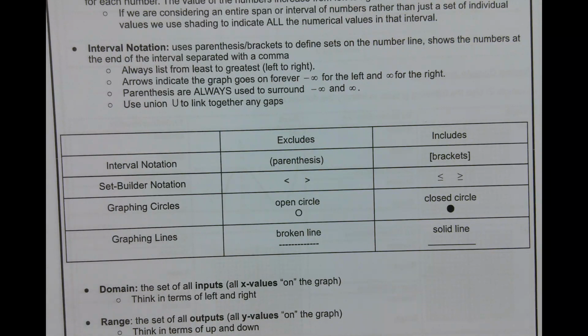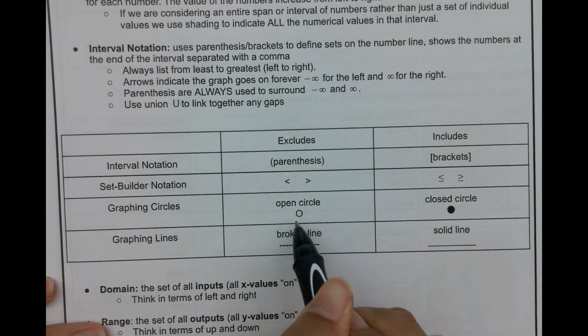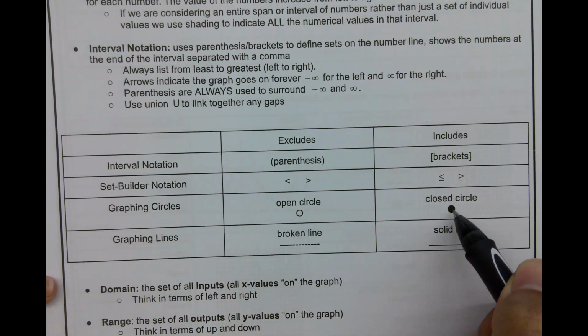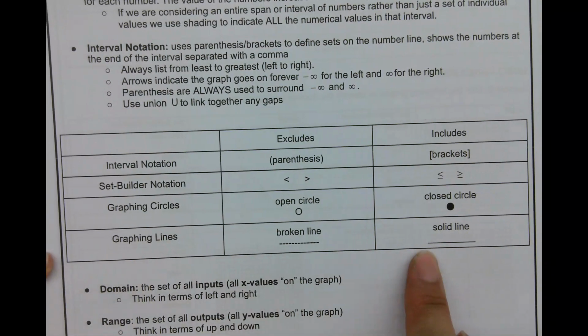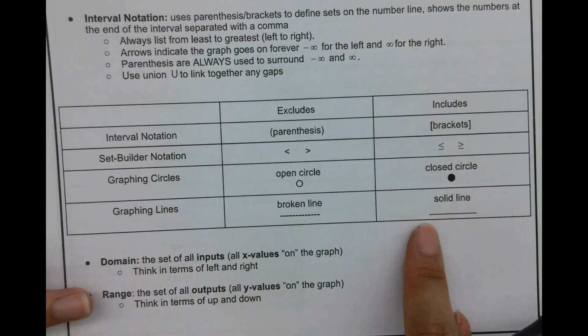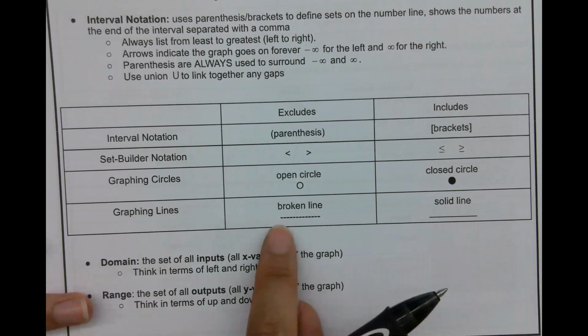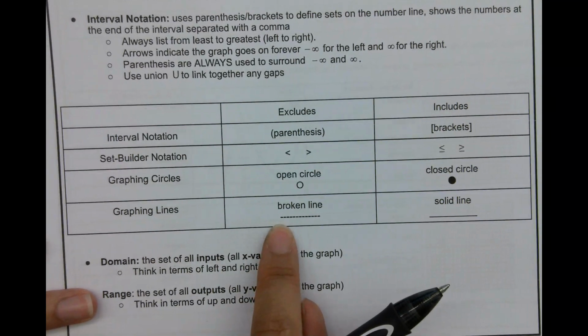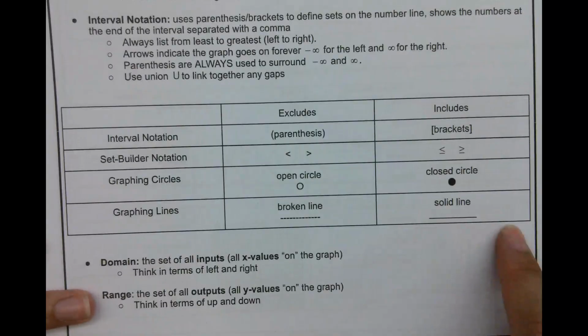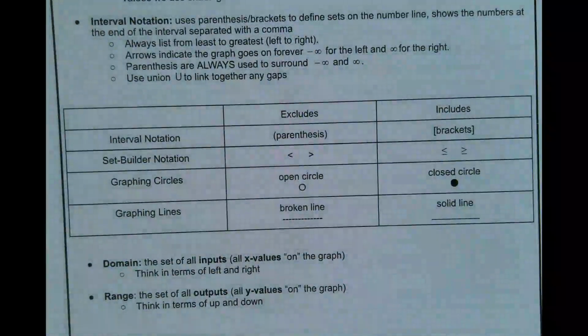When we're graphing, if we don't want to include that number, we use an open circle, which looks like this. If we do want to include that number, we use a closed circle. Okay, and this is later on when we're graphing lines, specifically graphing inequalities. We use a broken line or a dotted line if we don't want to include it, or we want to exclude it, and we use a solid line to include it. Okay.